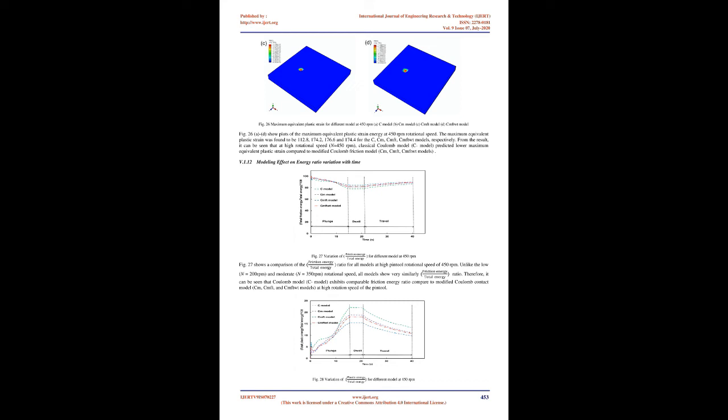Fig 26, A-D, show plots of the maximum equivalent plastic strain at 450 rpm rotational speed. The maximum equivalent plastic strain was found to be 112.8, 174.2, 176.6 and 174.4 for the C, CM, CMFT, CMFT-WT models, respectively.